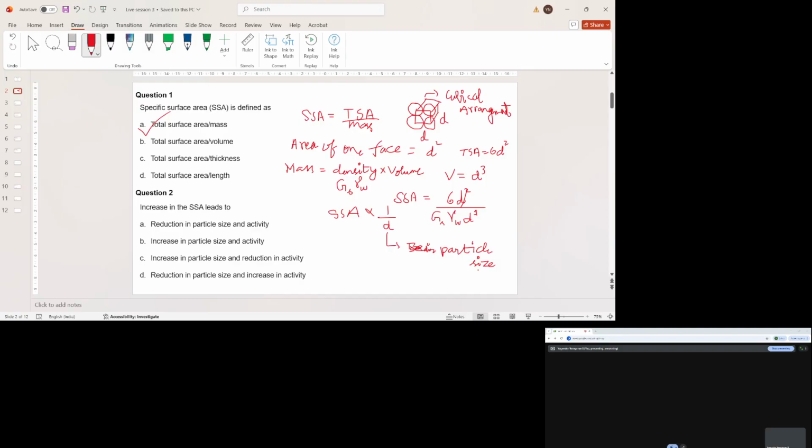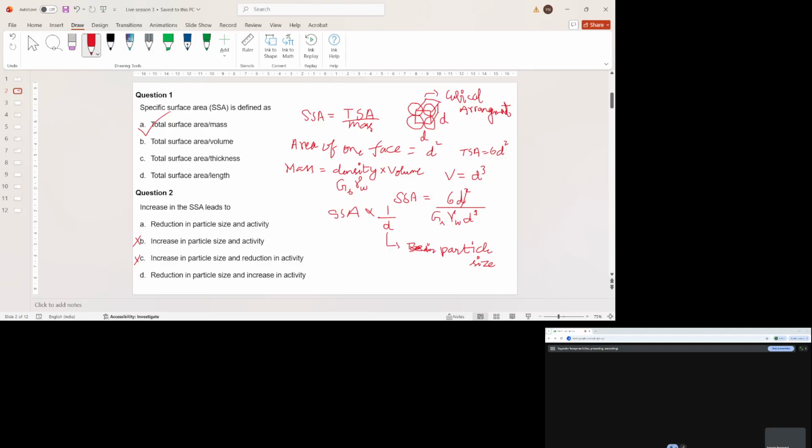Increase in the specific surface area leads to option A, reduction in particle size and activity; increase in particle size and activity; increase in particle size and reduction in activity; reduction in particle size and increase in activity. So what we are able to observe is SSA. Once SSA is increased, that means the particle size is decreasing. So these answers are straight away reduced.